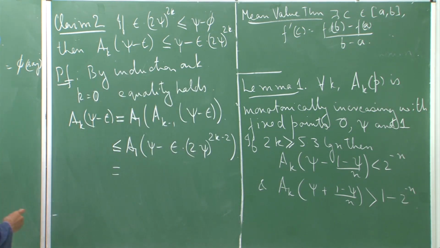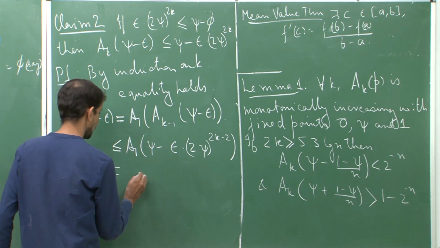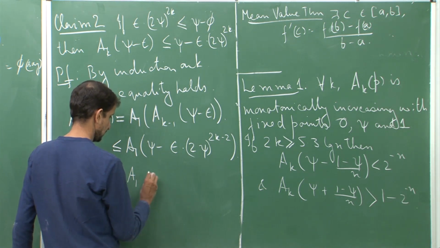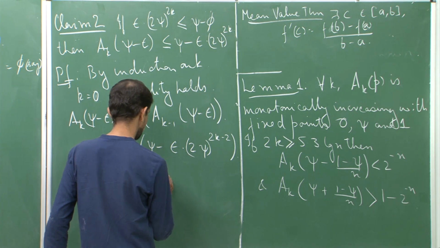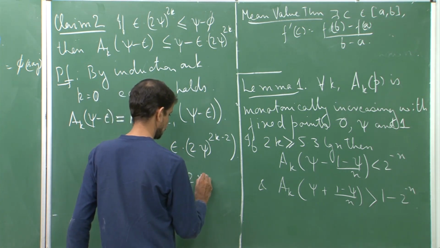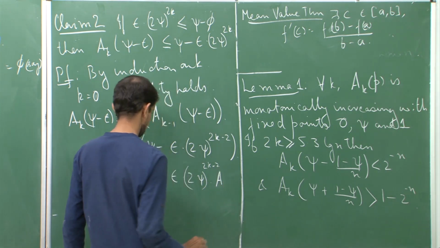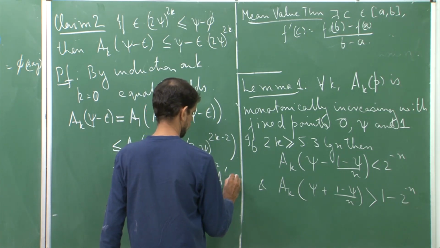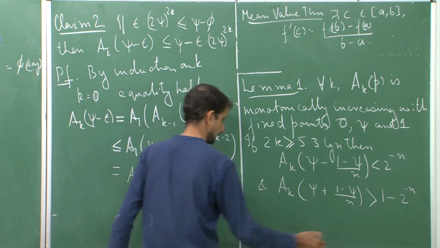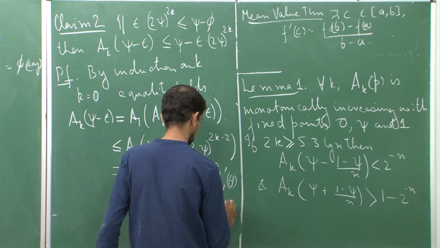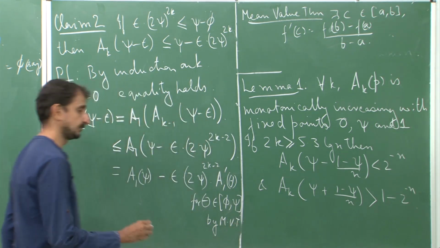So, what do we get from here? What do we consider as b and a here? What we want is a_1 of psi. This is good for us because a_1 of psi is nothing but psi, and we will get epsilon times 2 psi to the power 2k minus 2 times some a_1 prime of some theta, for theta in this interval, by the mean value theorem. Let us quickly check this.